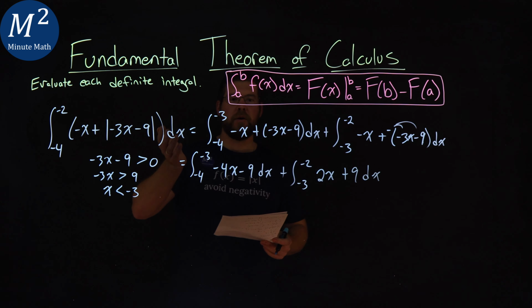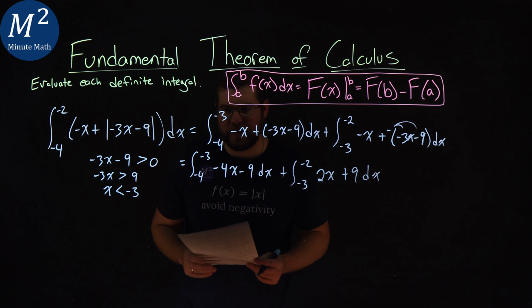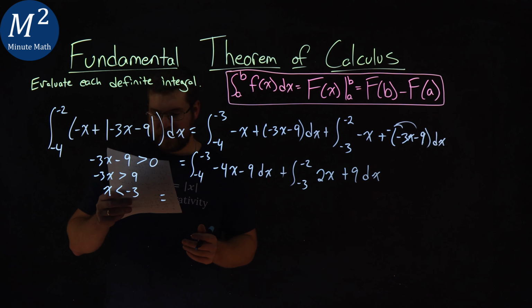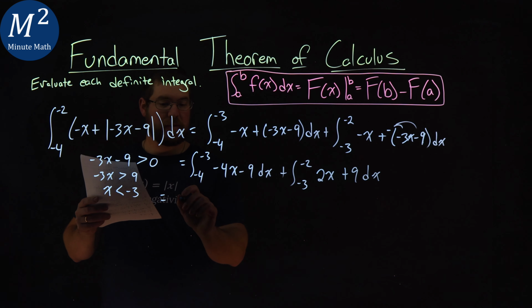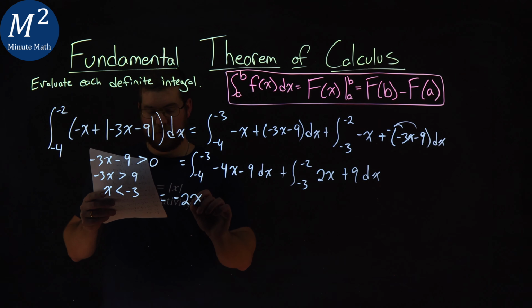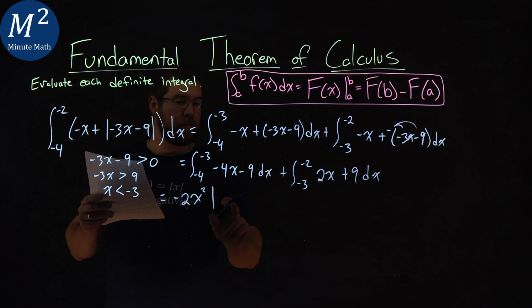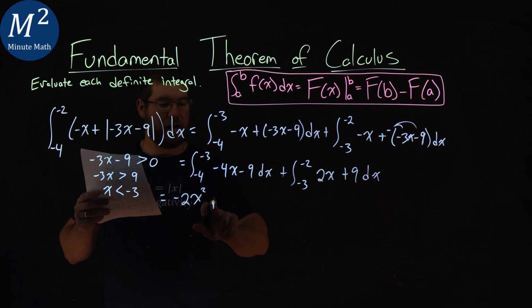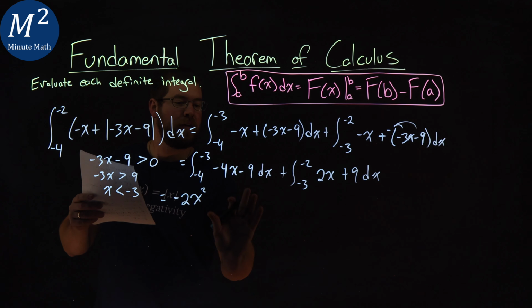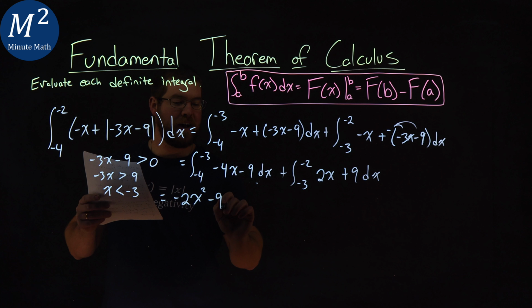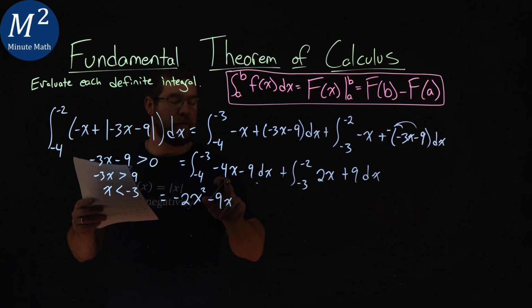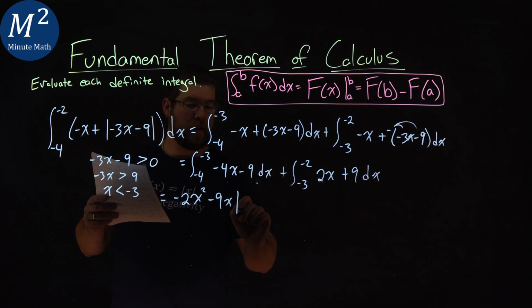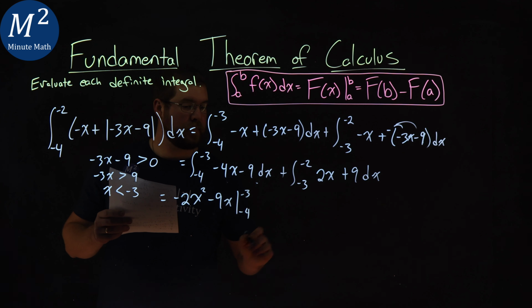At this point, we'll just apply the Fundamental Theorem of Calculus. So, we want to find the integral of -4x minus 9 dx. That comes out to be -2x squared, oh, I forgot, minus 9x. I almost forgot the second part. So the integral of -4x minus 9 is -2x squared minus 9x. And we're going to do that from -4 to -3.